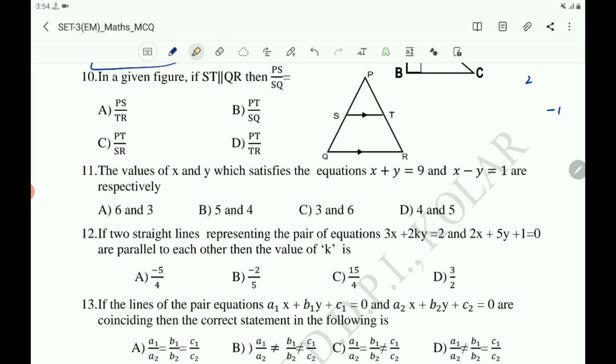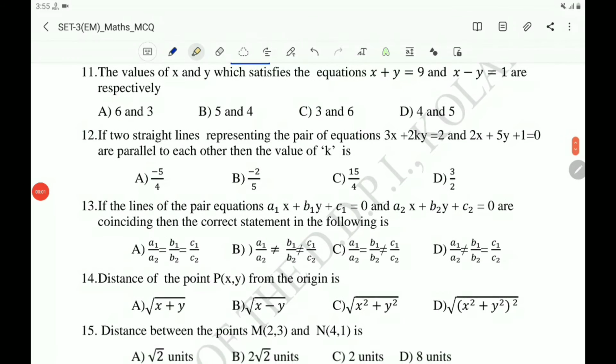Question number 10. In a given figure, ST is parallel to QR, then PS by SQ equals. So here it is given ST is parallel to QR. And what you have to find out? PS by SQ. And you know that PS by SQ is equal to PT by TR. Where is PT by TR? That is option D. So note down the answer, option D.